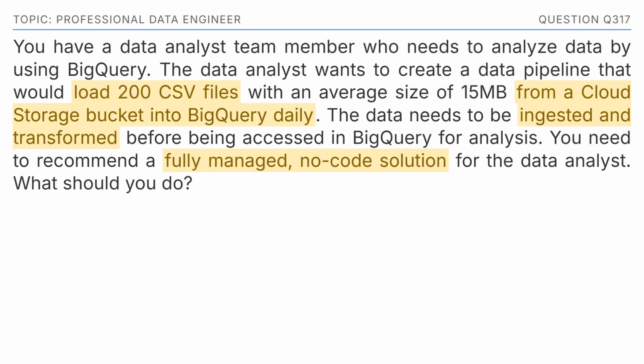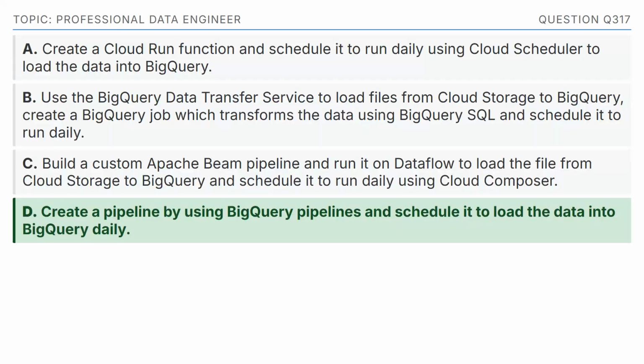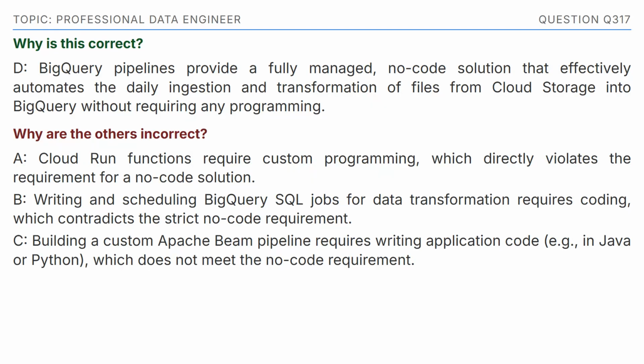To arrive at the correct answer, we focus on the keywords: load 200 CSV files from a Cloud Storage bucket into BigQuery daily, ingested and transformed, fully managed, no-code solution. The correct answer is option D, create a pipeline by using BigQuery pipelines and schedule it to load the data into BigQuery daily. Why is this correct? D. BigQuery pipelines provide a fully managed, no-code solution that effectively automates the daily ingestion and transformation of files from Cloud Storage into BigQuery without requiring any programming.